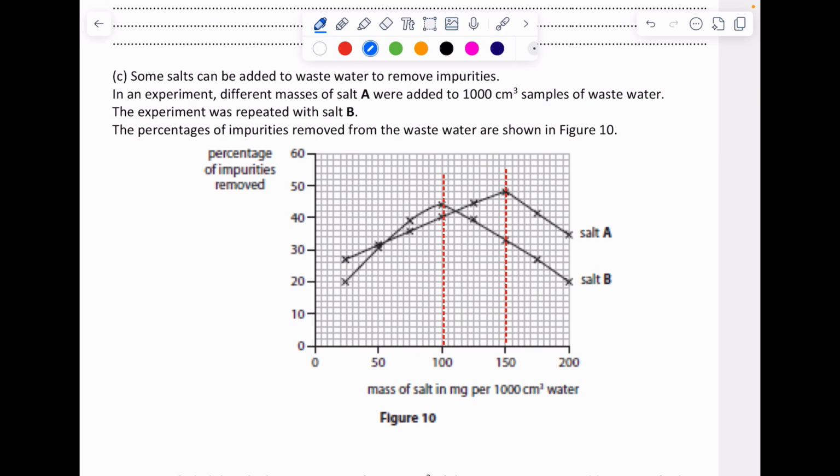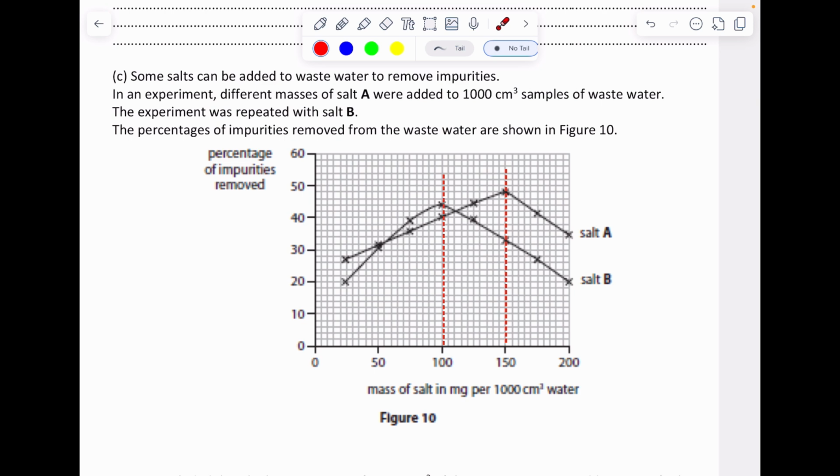So whenever you get a graph presented to you, it's really important that we reuse the information in the graph in our response to the question. So we can see here we are given two bits of data. We've got the amount of salt that's been added and then the percentage of impurities that are being removed. And the question is looking at two different types of salt.